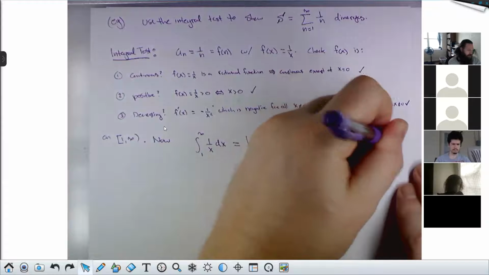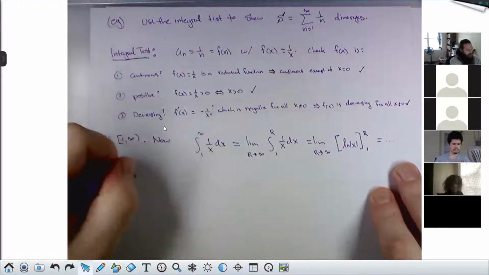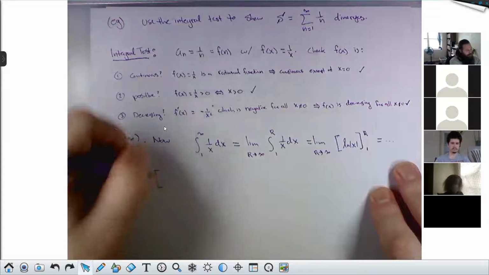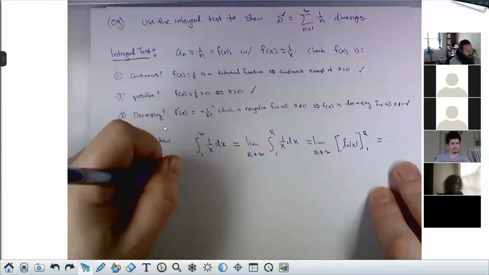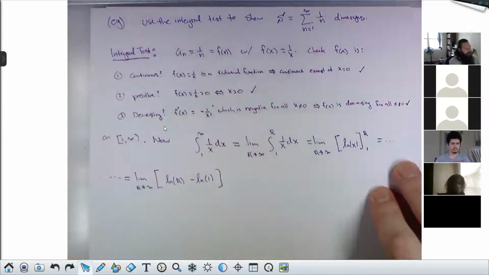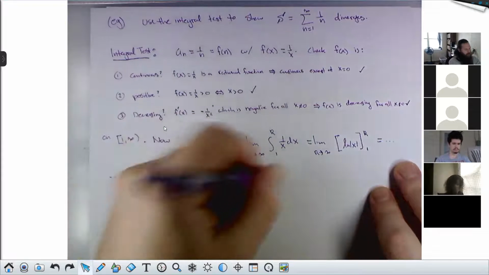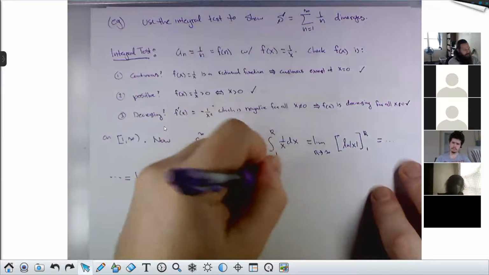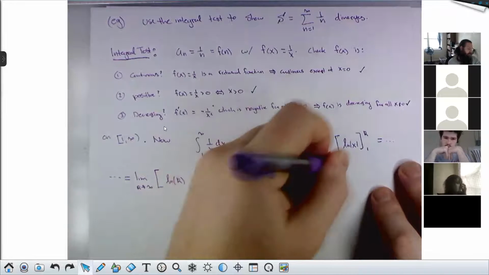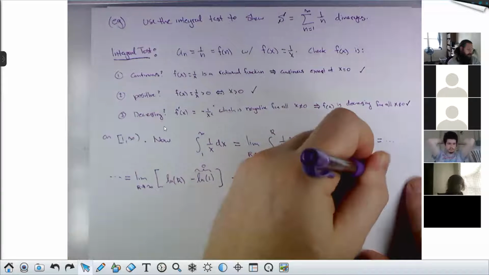Which is equal to, then as R goes to infinity, the natural log of R is going to positive infinity, minus the natural log of 1. Natural log of 1, of course, is 0. And as R goes to infinity, ln R also goes to infinity. So the integral from 1 to infinity, 1 over x dx diverges.